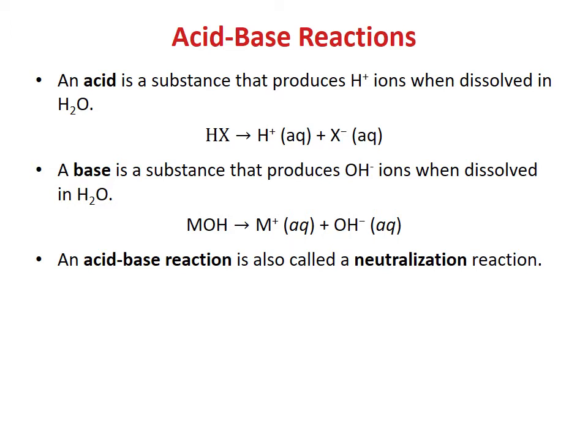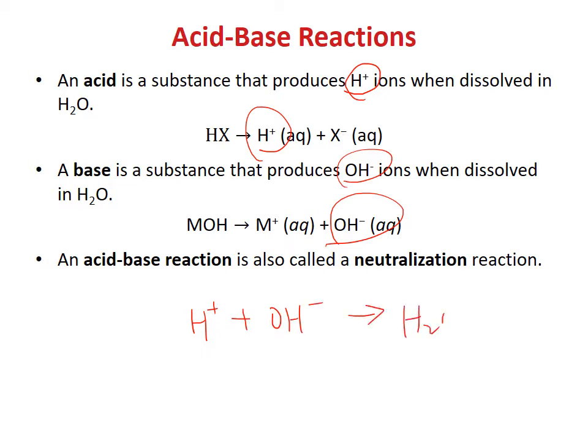An acid is a substance that produces hydrogen ions, or we call protons, when dissolved in water. A base is a substance that produces hydroxide ions when dissolved in water. An acid-base reaction is also called a neutralization reaction, where the hydrogen ion and hydroxide ion combine to form a water molecule.